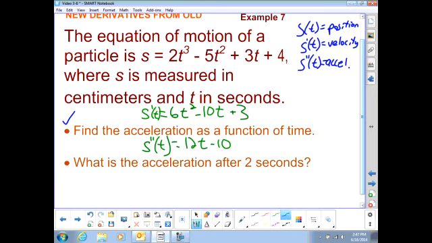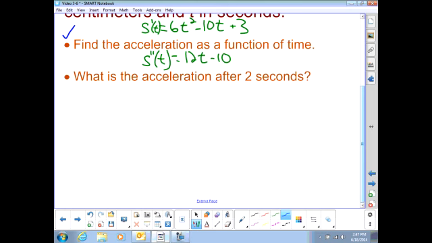And then in the second part, they want to know what's the acceleration after 2 seconds. Well, that's saying we want to find S double prime of 2. So we'll just plug in 2. We'll get 24 minus 10, and we'll get back 14. Now keep in mind, our position was in centimeters, our time was in seconds, and acceleration is always your distance per the time squared. So this is going to be centimeters per second squared. Often in physics, you see meters per second squared, but we had centimeters in this case.